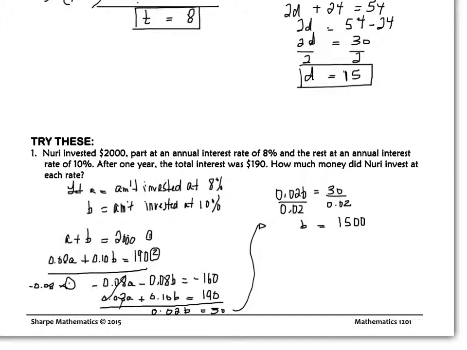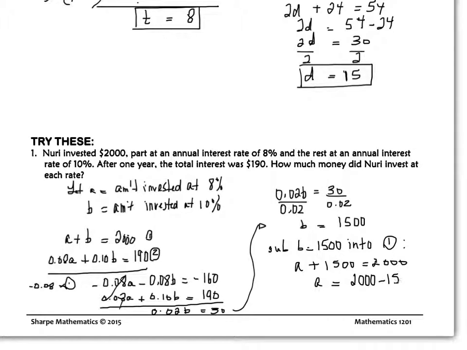So we have A plus B is 2,000. So if we sub B equals 1,500 into equation 1, we get A plus 1,500 is 2,000, which means that A would be 2,000, take off 1,500, which means A would be 500.